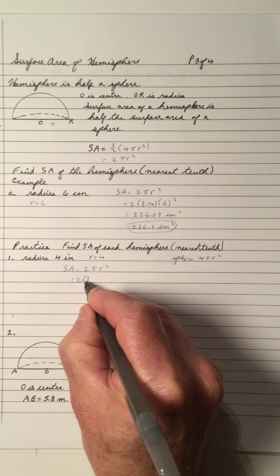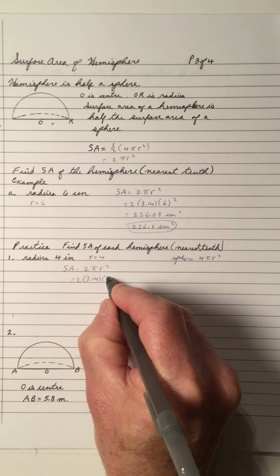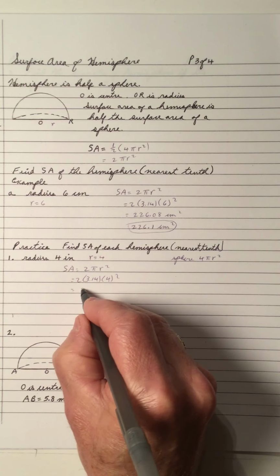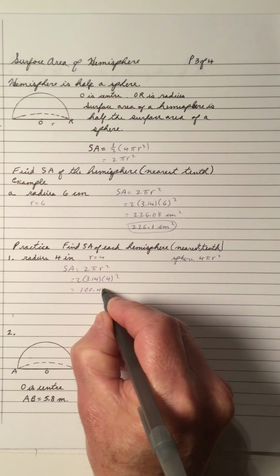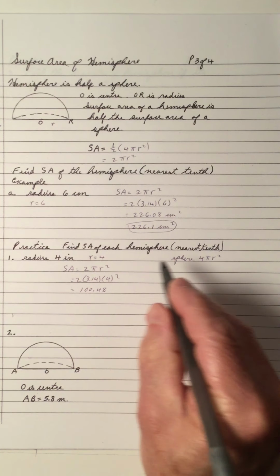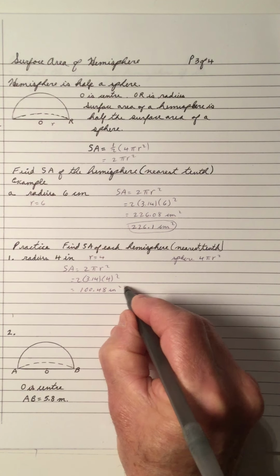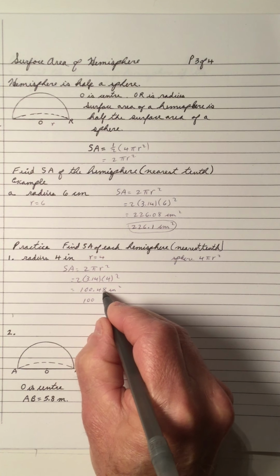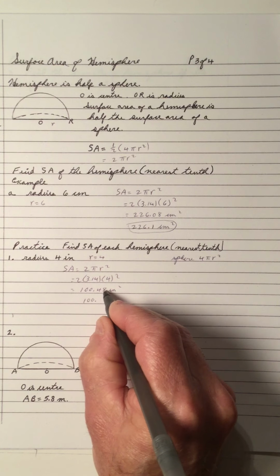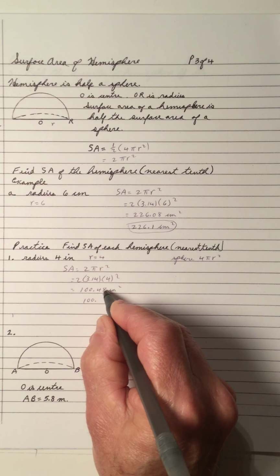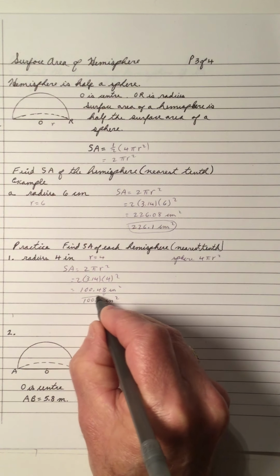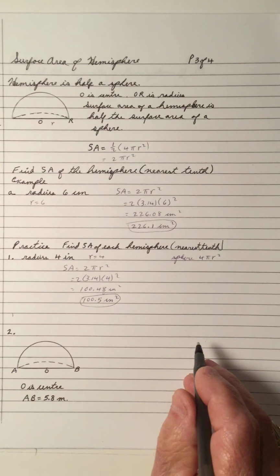So it's 2 times 3.14 times 4 squared. Put that in your calculator and work it out, and you get 100.48. It's in inches, so it's square inches, but we have to round it to the nearest tenth. The 4 is in the tenth place, and the digit to the right is 5 or greater, so we add 1 to 4 to make it a 5. So to the nearest tenth is 100.5 inches squared.